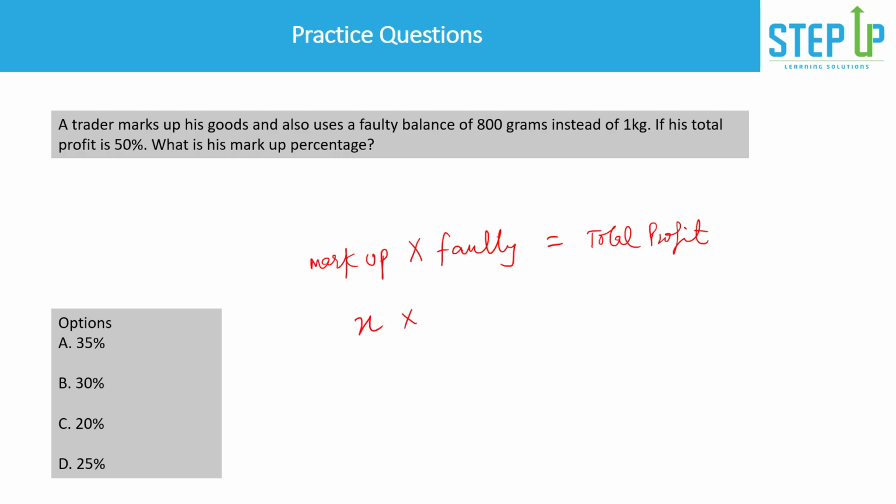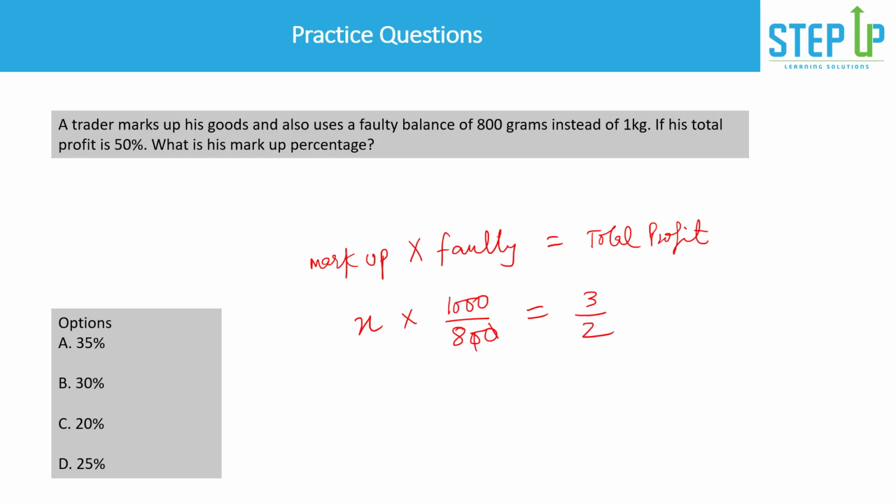Now please understand this, we will write it in SP by CP form. That means I am giving you worth 1 kg, which is 1000 grams, and my cost price is how much? Only 800, right? That means 800 worth I'm giving you at 1000 rupees. Now this equals the total profit of 50%. Again 50%, we know how we can write it as. We can write it as 3 by 2, right? So let's write it as 3 by 2.